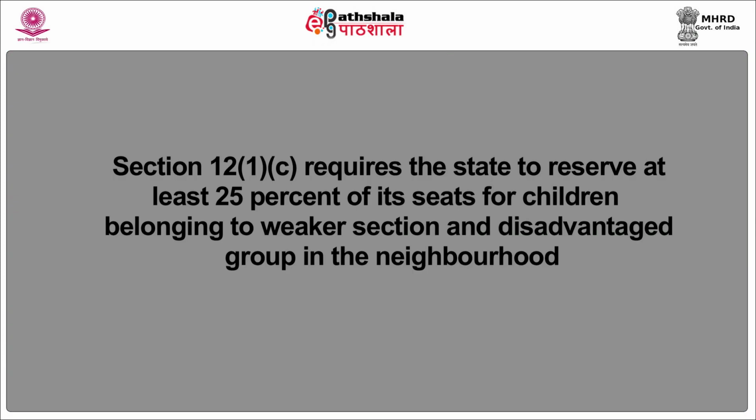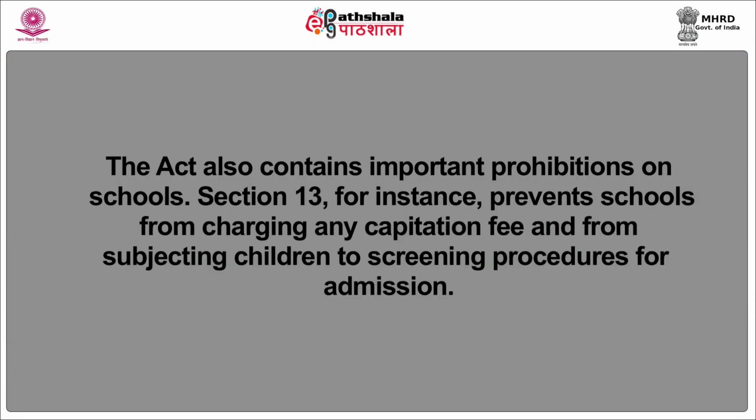Section 12, subclause 1, subclause C, requires the state to reserve at least 25% of its seats for children belonging to weaker section and disadvantaged group in the neighborhood. Crucially, this provision applies not only to government established and government aided schools, but also to private schools unaided by the government. The Act also contains important prohibitions on schools.